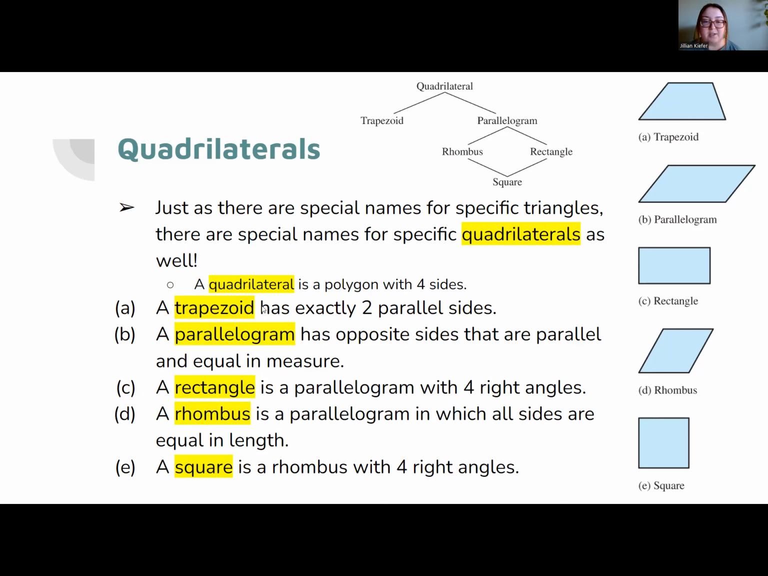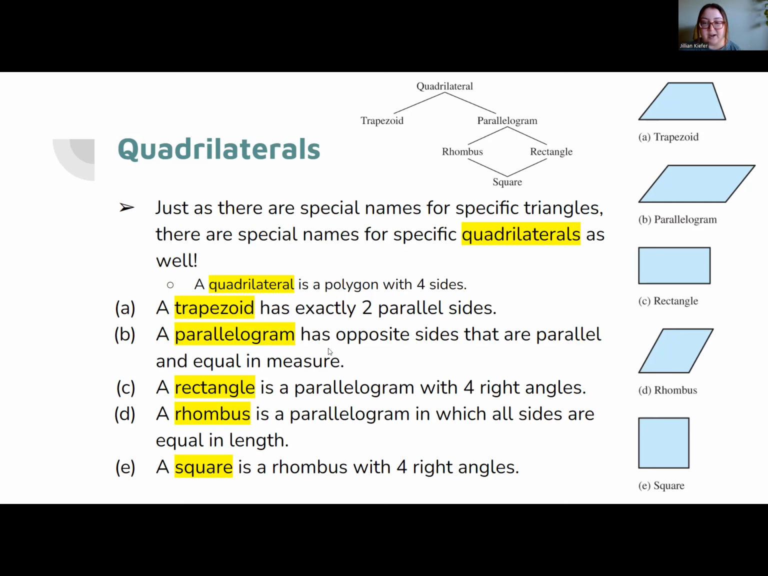Starting with A, we have a trapezoid, which has exactly 2 parallel sides. So our trapezoid here in this picture, we still have the 4 sides, but 2 of them are parallel. In this case, for this trapezoid, that's the top and the bottom. They're parallel to each other. They follow along with each other while the other sides are not parallel. So that's what a trapezoid is.